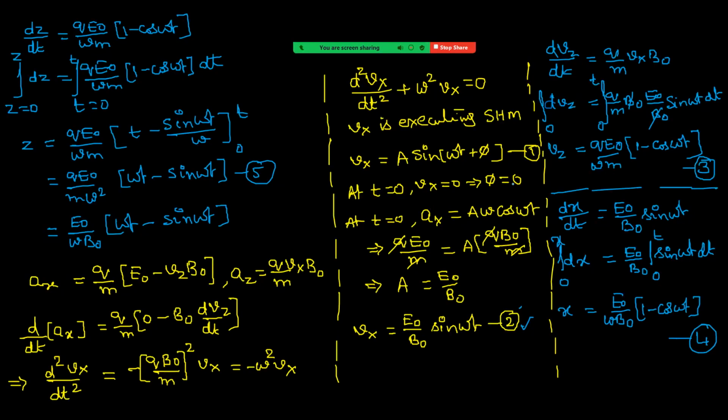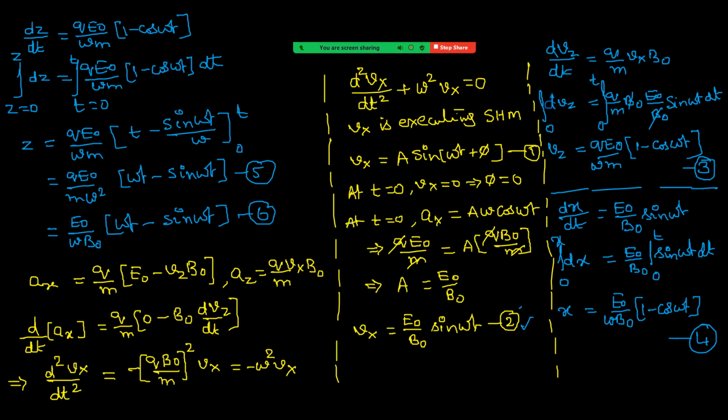See carefully once from where we started. From equation 2, we have here q E naught by omega m. Now Vz is taken as dz by dt. Then the remaining calculation part. So finally we got z equal to E naught by omega B naught into omega t minus sin omega t. Let us take this as equation 6.